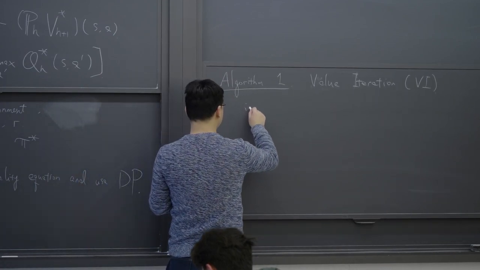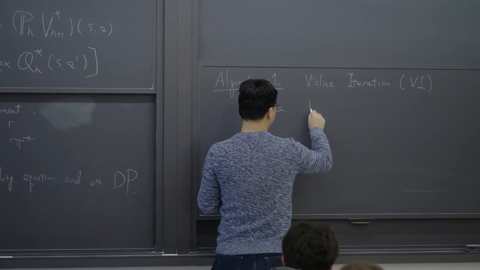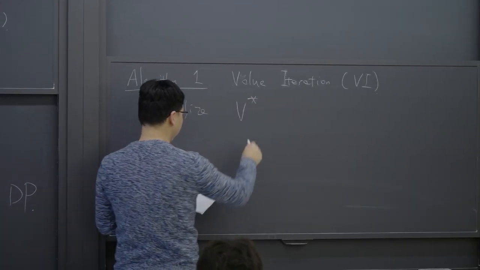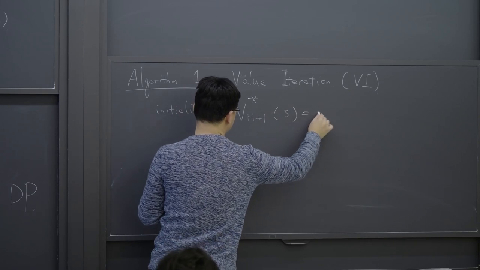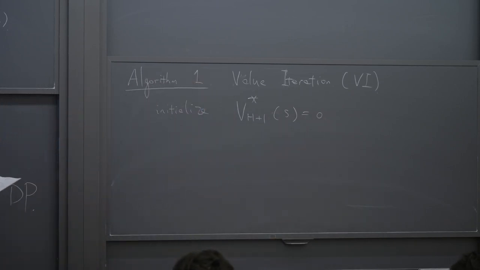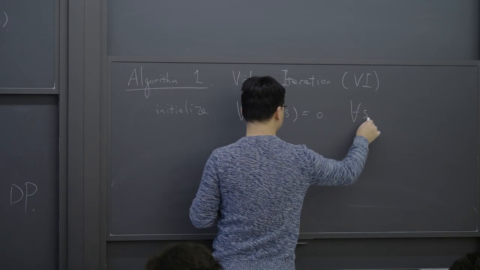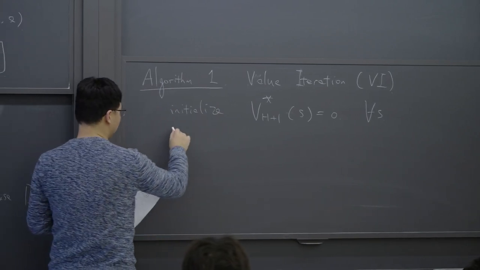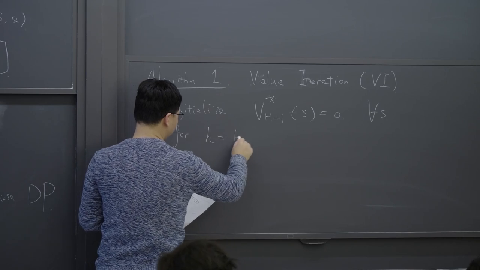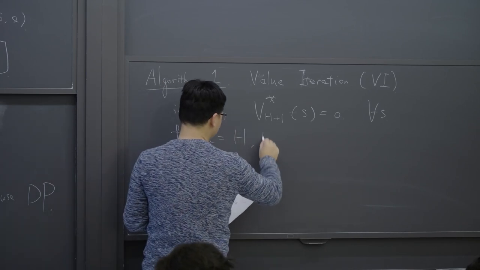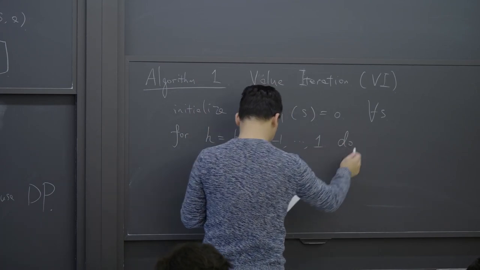So value iteration consists of the following. First, we initialize. Similar to policy evaluation, we initialize the value at the last step to be always zero, because there is no future reward to collect after H plus one step, for all S. And then we do dynamic programming from the last step to the first step. So for h from the last step, capital H, H minus 1, dot dot dot, till 1, we do the following.